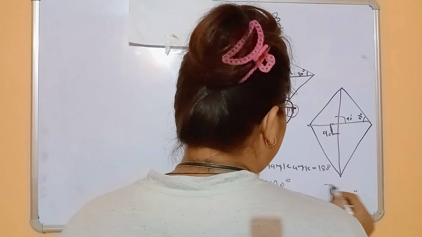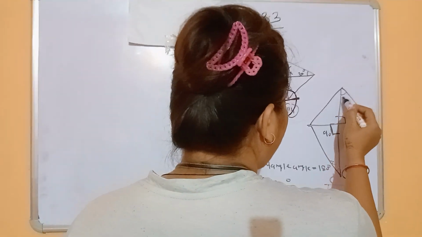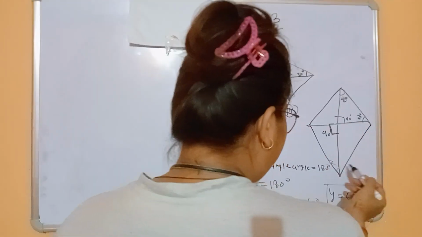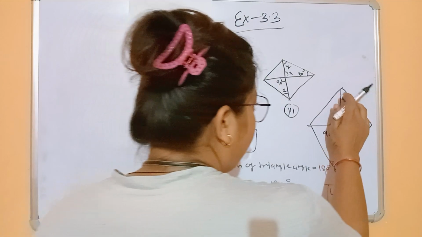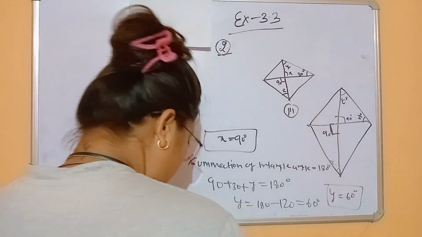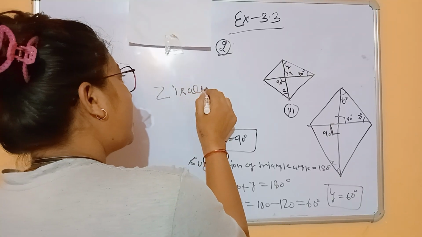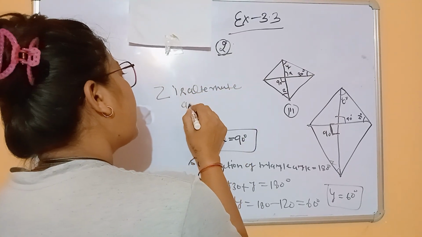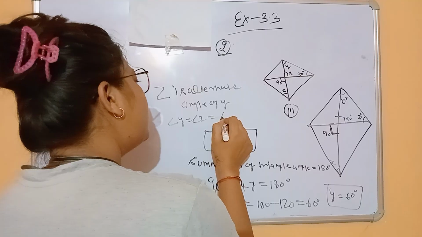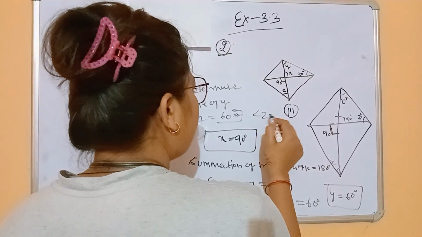Now we find z. How we find z? Here given z. Here y given 60 degree. So we know that by alternate angle z is equals to also 60 degree. Z is alternate of y. Okay, z is alternate of y. So what we written here? Z is alternate angle of y. So angle y is equals to angle z. That means 60 degree z. So here written angle z is equals to 60 degree.